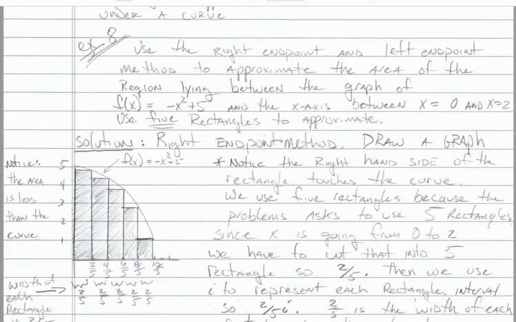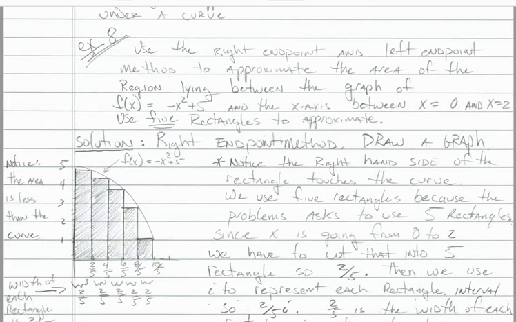Now in example 8, I'm not going to get into a whole bunch of depth about how we actually find the right and left hand endpoints. We're going to do that in the next video. But this is just a brief overview for you to get the concept of what we're talking about with right endpoints and left endpoints. So let's look at example 8 real quick.